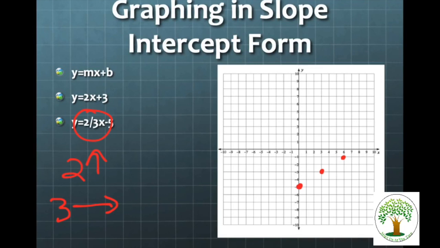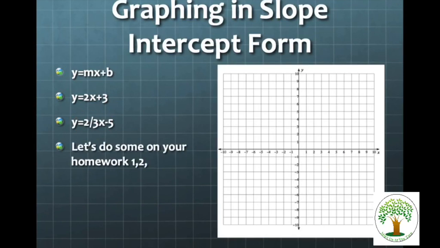Something that you might notice though is that this 2 over 3, this could mean down 2 and backwards 3. Let me show you. We could come down 1, 2, but backwards 3, and we're still going to be in a straight line. And then we draw our line after that. Again, don't forget to draw your arrows.